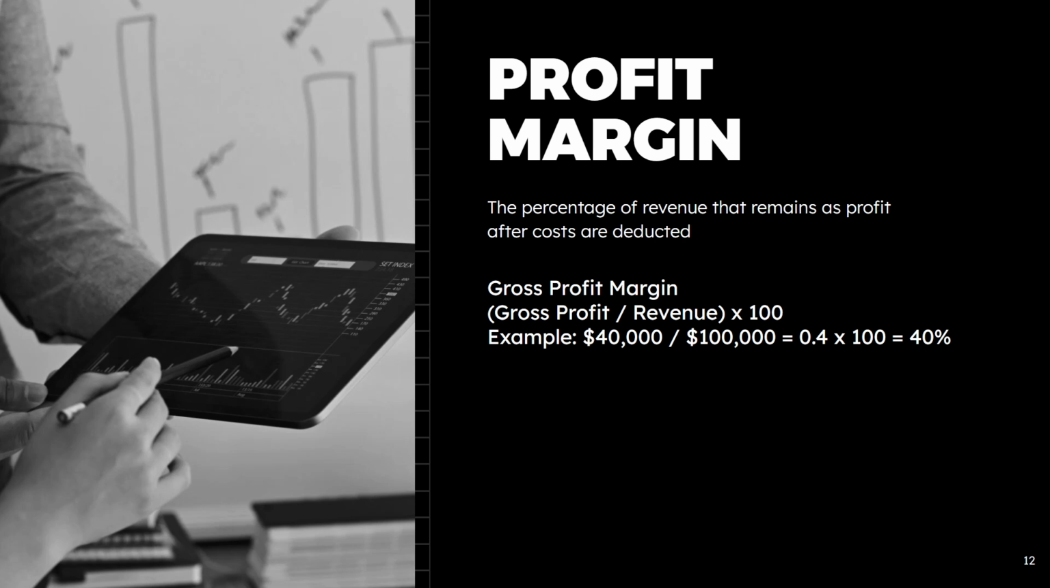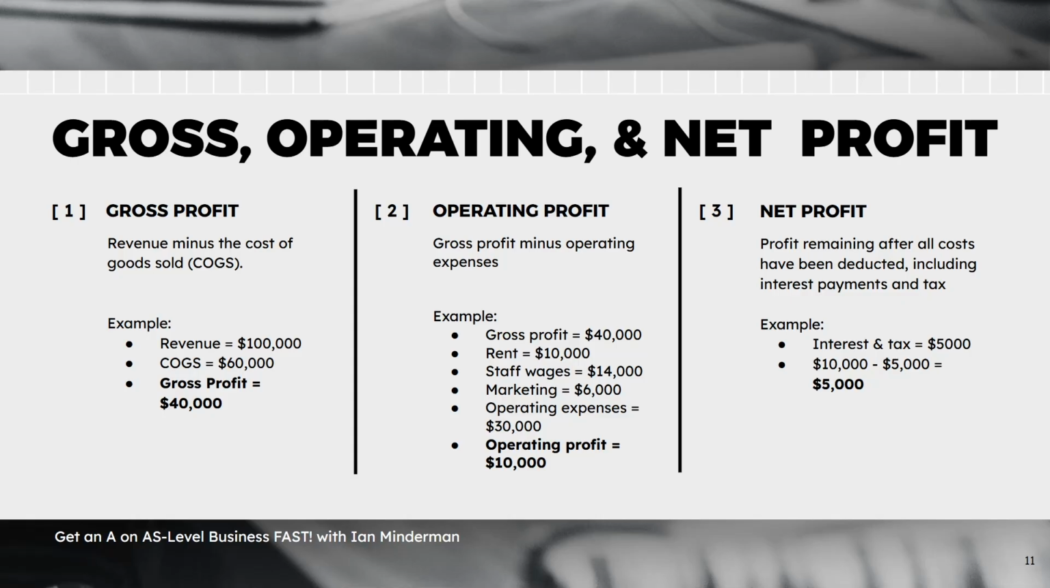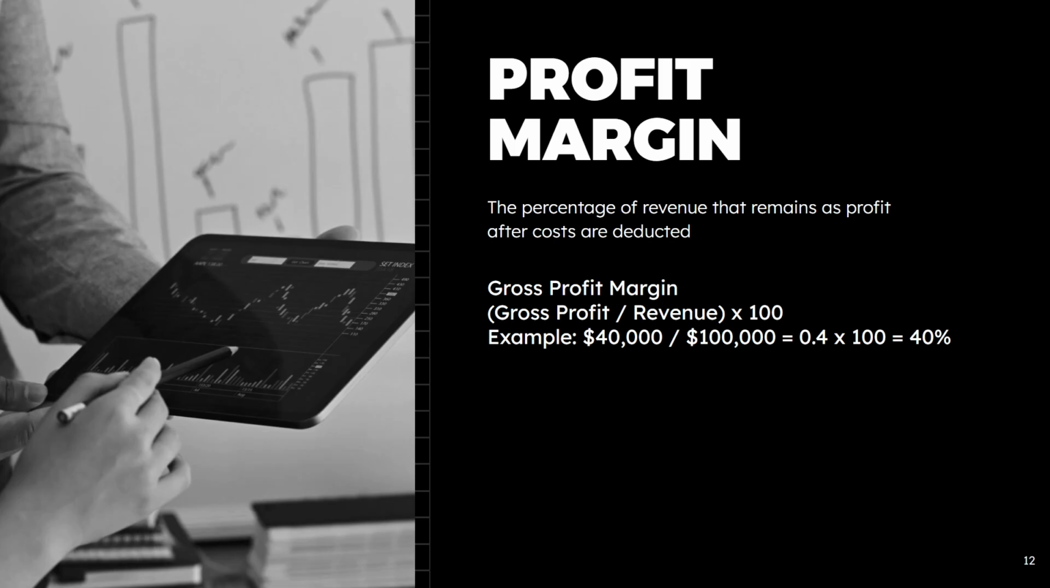So take a look here. $40,000 over $100,000. Because remember the example, our cost of goods sold were $60,000. That left us with $40,000 of gross profit. It's gross profit over revenue times 100. $40,000 over $100,000. That gives us 0.4 times 100. Our gross profit margin is 40%.